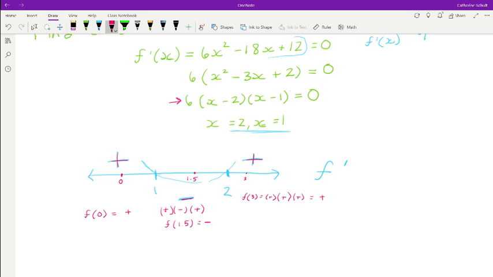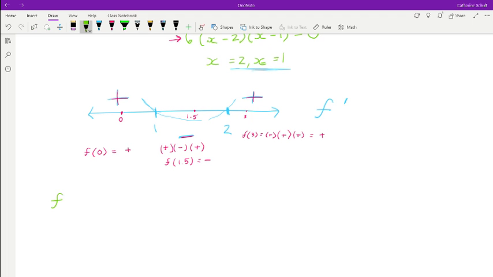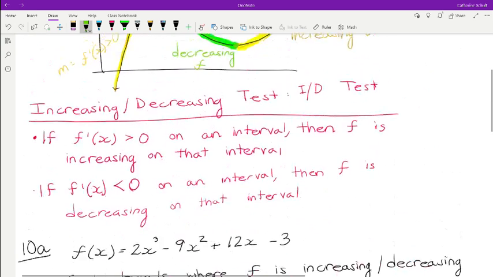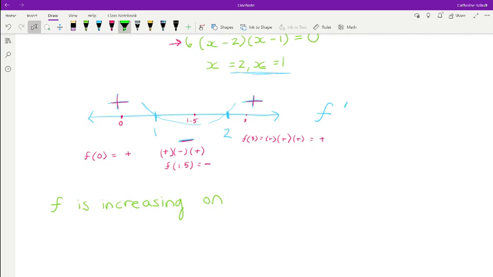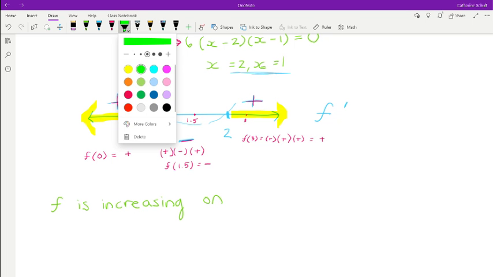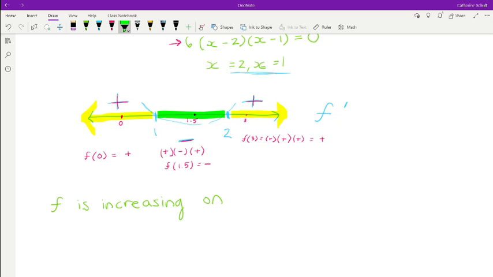Okay, but now that we know all of this, we can figure out where the function f is increasing and decreasing, remember we're using the derivative to give us information about our function f. And f is increasing on the intervals where the derivative is positive. All right, so what colors did I use last time? Blue and yellow and green. So on the positive intervals, that's where our function's increasing, and where the derivative is negative, that's where the function is decreasing.